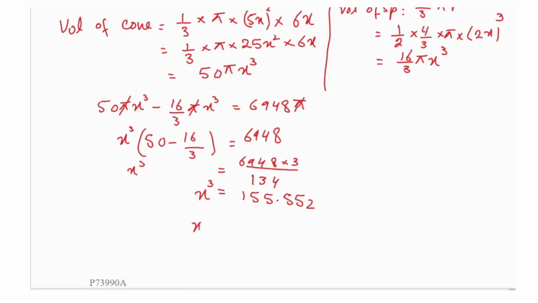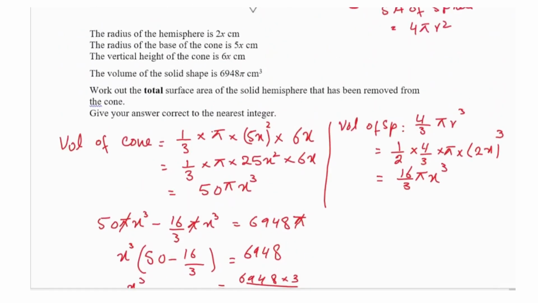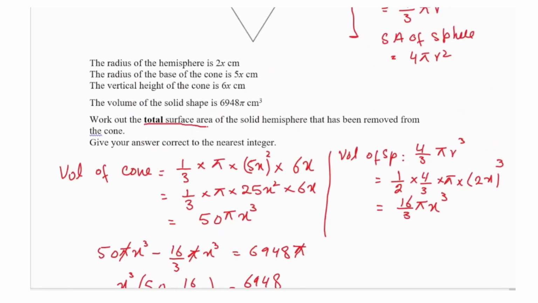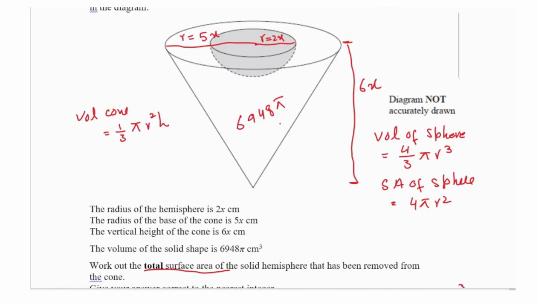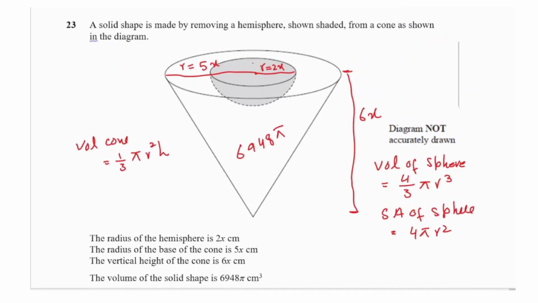If you take the cube root on this side, and the cube root on this side as well, x is equal to 5.378. So we got the x value now. Okay, now what are we looking for? We're looking for the total surface area of the solid hemisphere. If you look at the total surface area, the upper part has a circle on top, and then we have half of the sphere. So we have two faces here: the curved face and the flat surface, which is a circle.